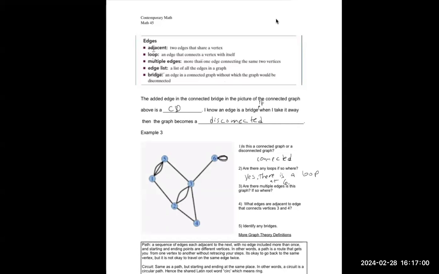Are there multiple edges in this graph? If so, where? Yes, notice how between the vertices of 2 and 3, there's 2 lines. So that means that there's 2 different ways, or if you want, 2 bridges that connect 2 and 3 together. So we would be listing those twice. So yes, between 2 and 3.